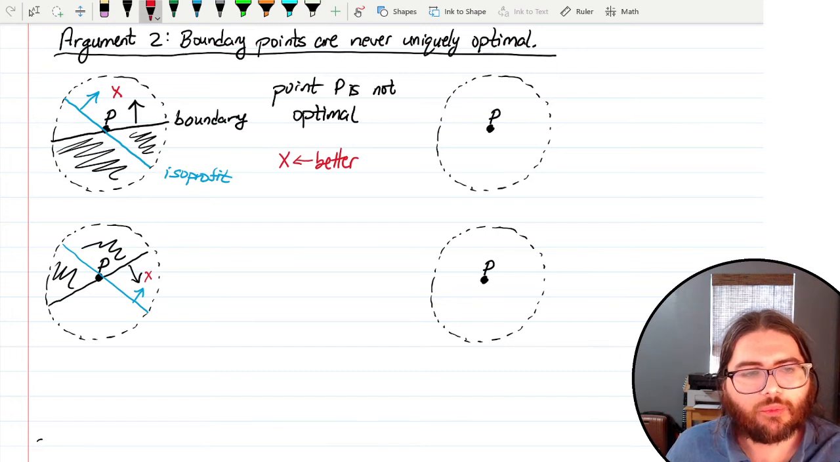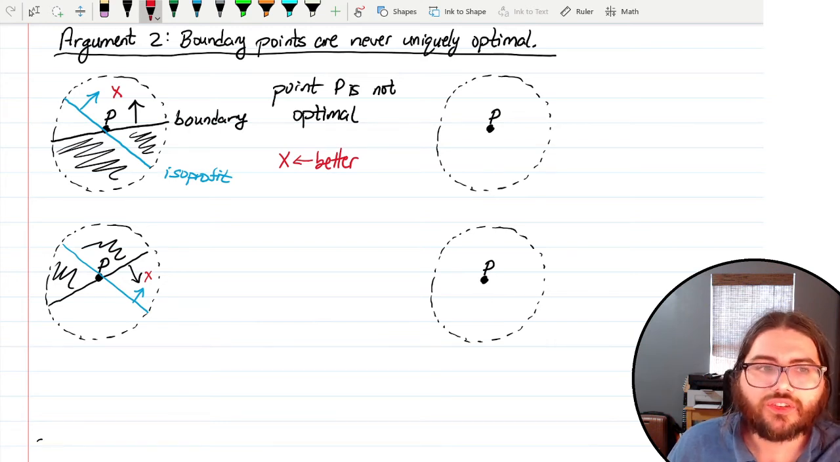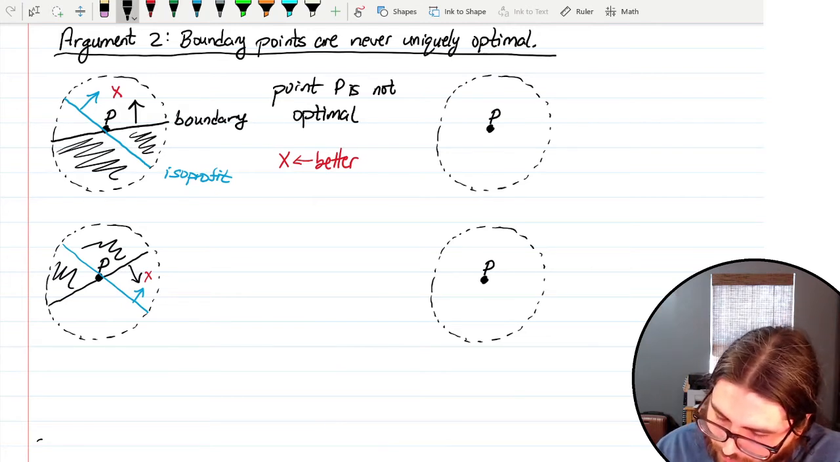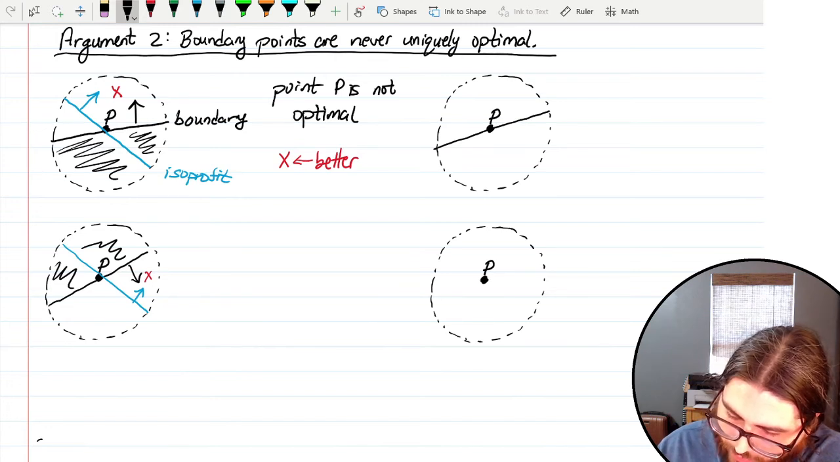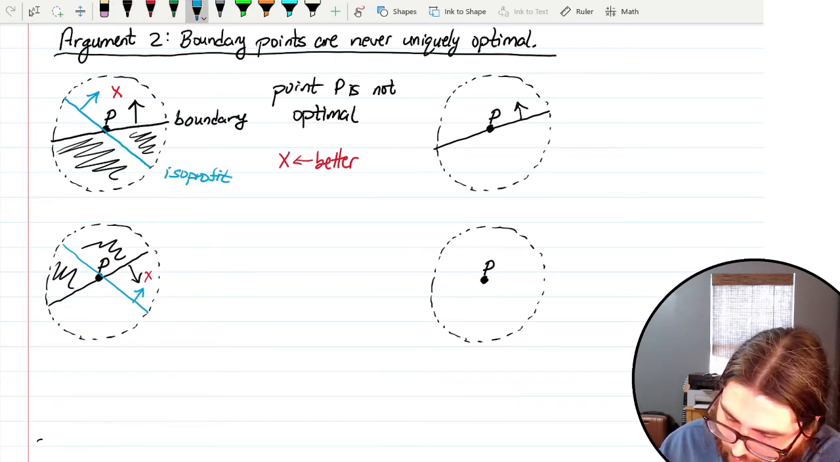So now you see the boundary line I'm shading in the opposite direction, but the isoprofit line is shaded in the same direction. Same scenario. I still get something which is better than P. Here the boundary line is on the top, but the isoprofit line is shaded down below.